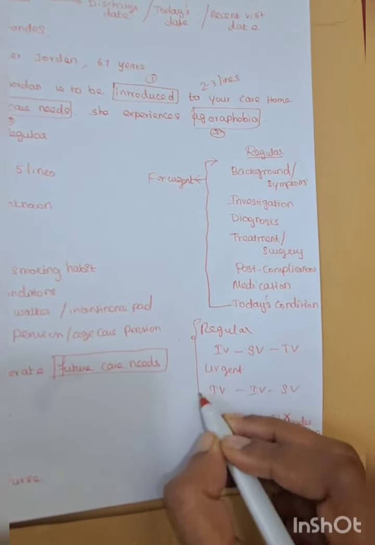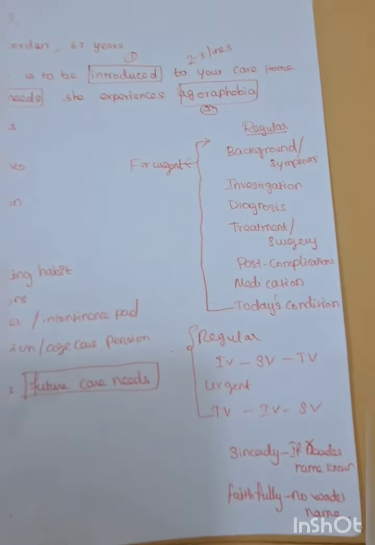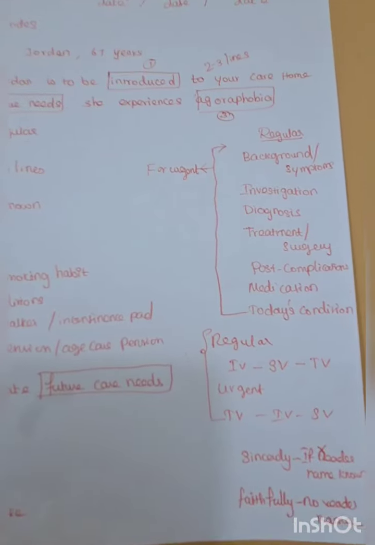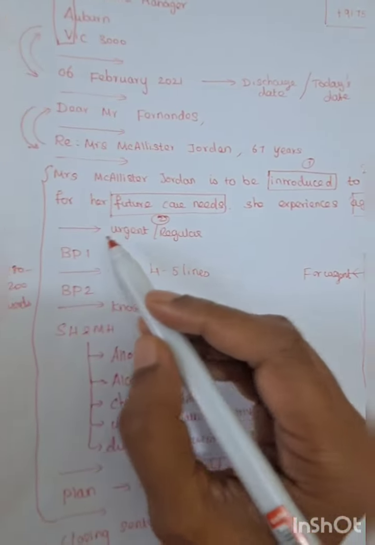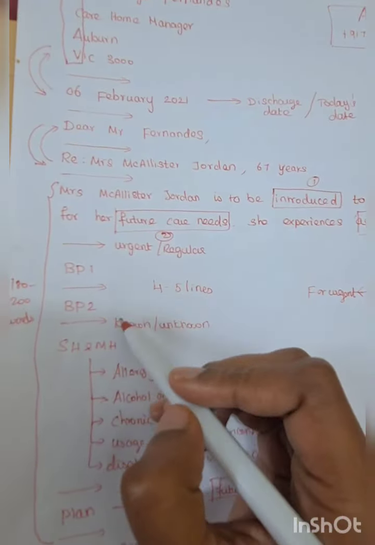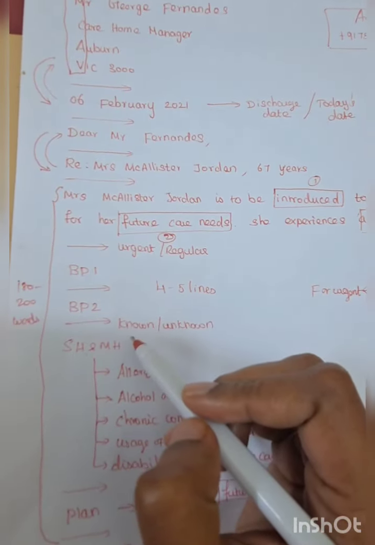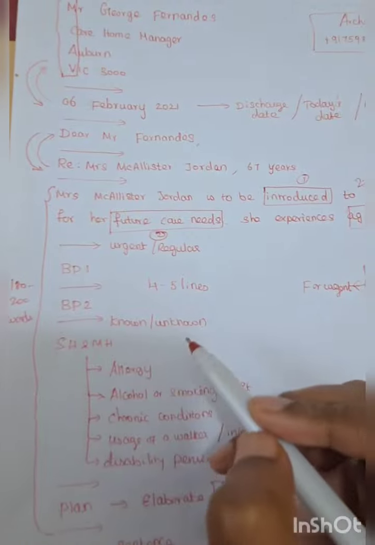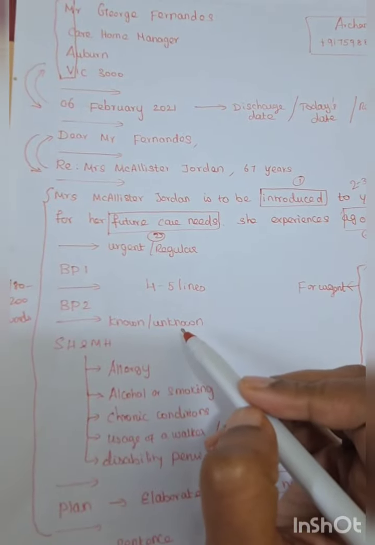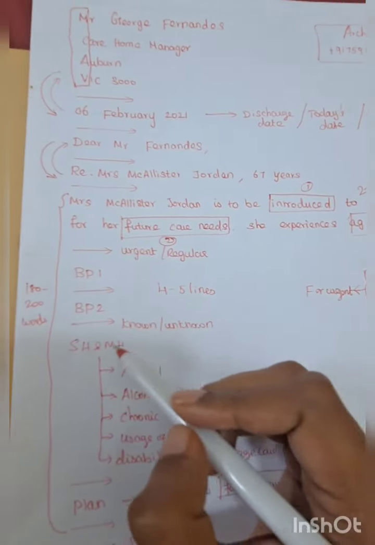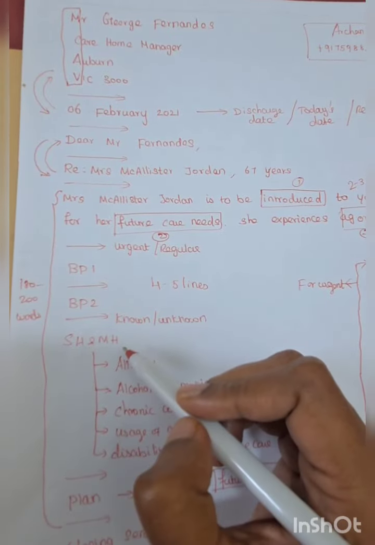So this is the format you have to follow for regular letter and urgent letter to fulfill body paragraph 1 and body paragraph 2. Next comes whether the patient is a known patient or an unknown patient. Depending upon this, you will provide your social history and medical history.